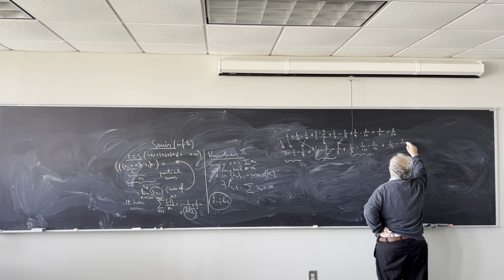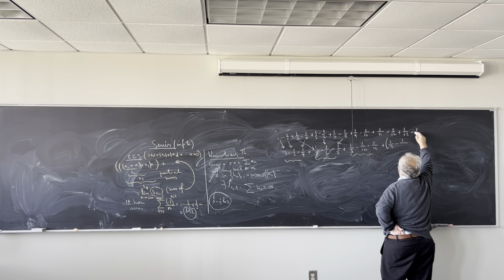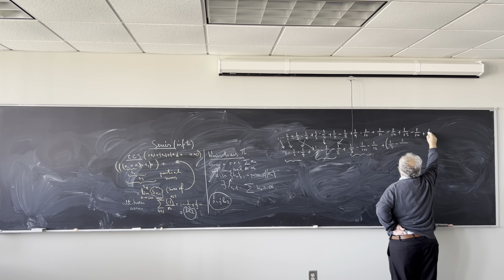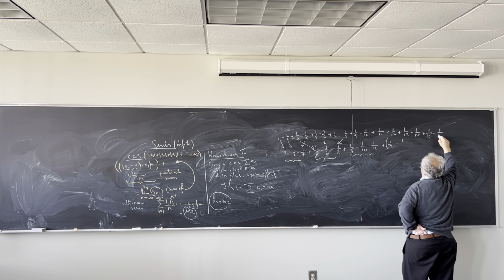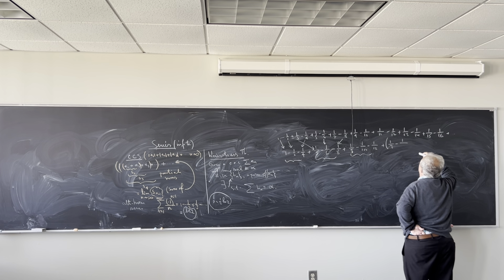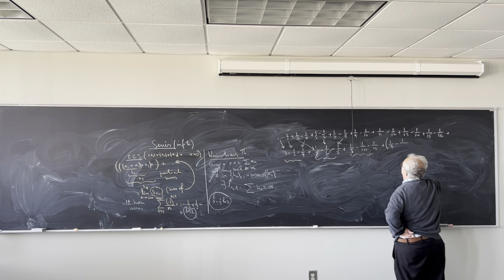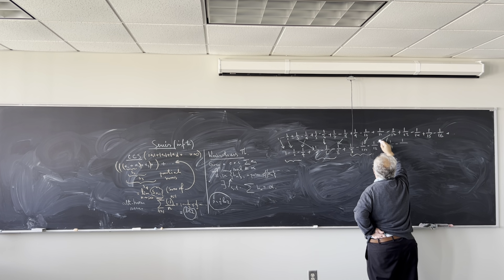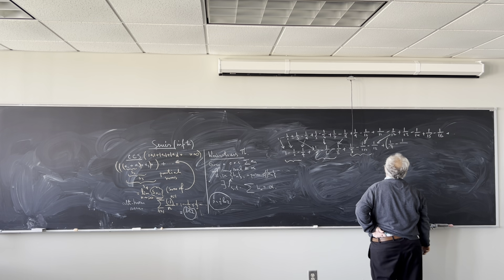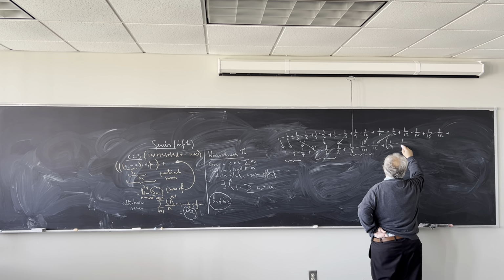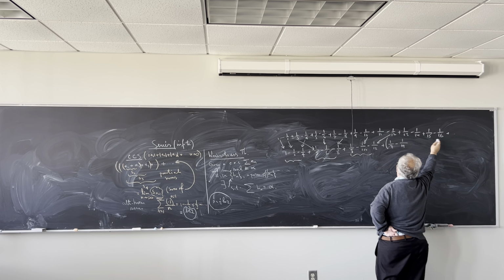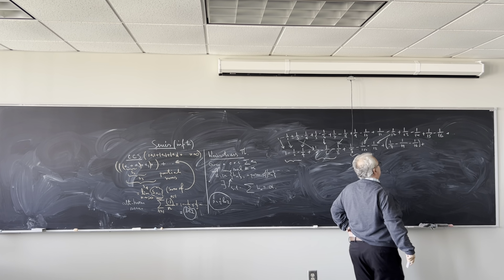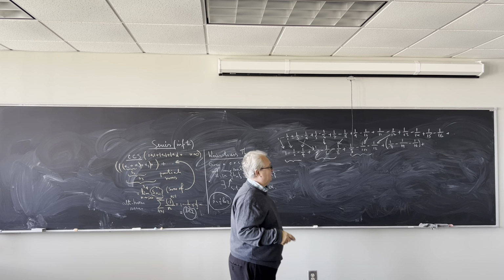And then the next one would be 1 plus 1/3 minus 1/4 plus 1/5 minus 1/6, so we finish with this one. So the next one is 1/14, 1/16. Notice the signs are the same. We don't change the signs. We just change the order.